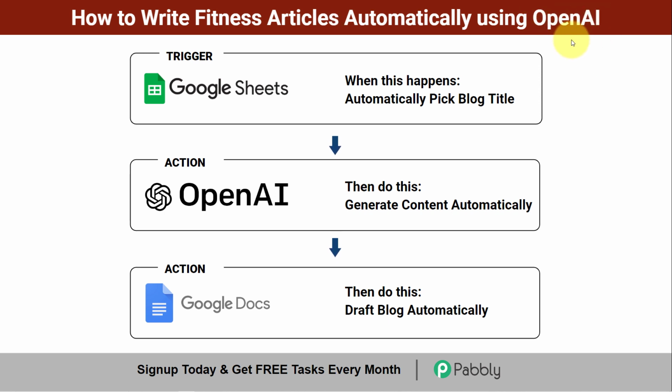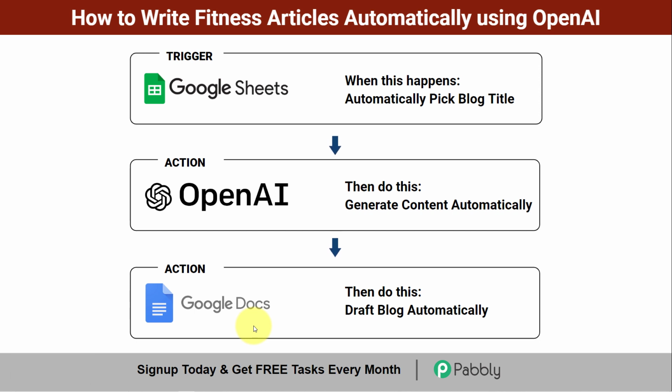of AI related tasks. All you have to do is connect your Google Sheets, OpenAI and Google Docs with the help of an automation software, and after that, every time you add a blog title into the spreadsheet, the blog title will be picked up automatically, the content will be generated automatically on the very same title, and the blog will even be drafted automatically into the Google Docs application. Yes, it is possible. You can entirely automate this blog creation and blog drafting process.